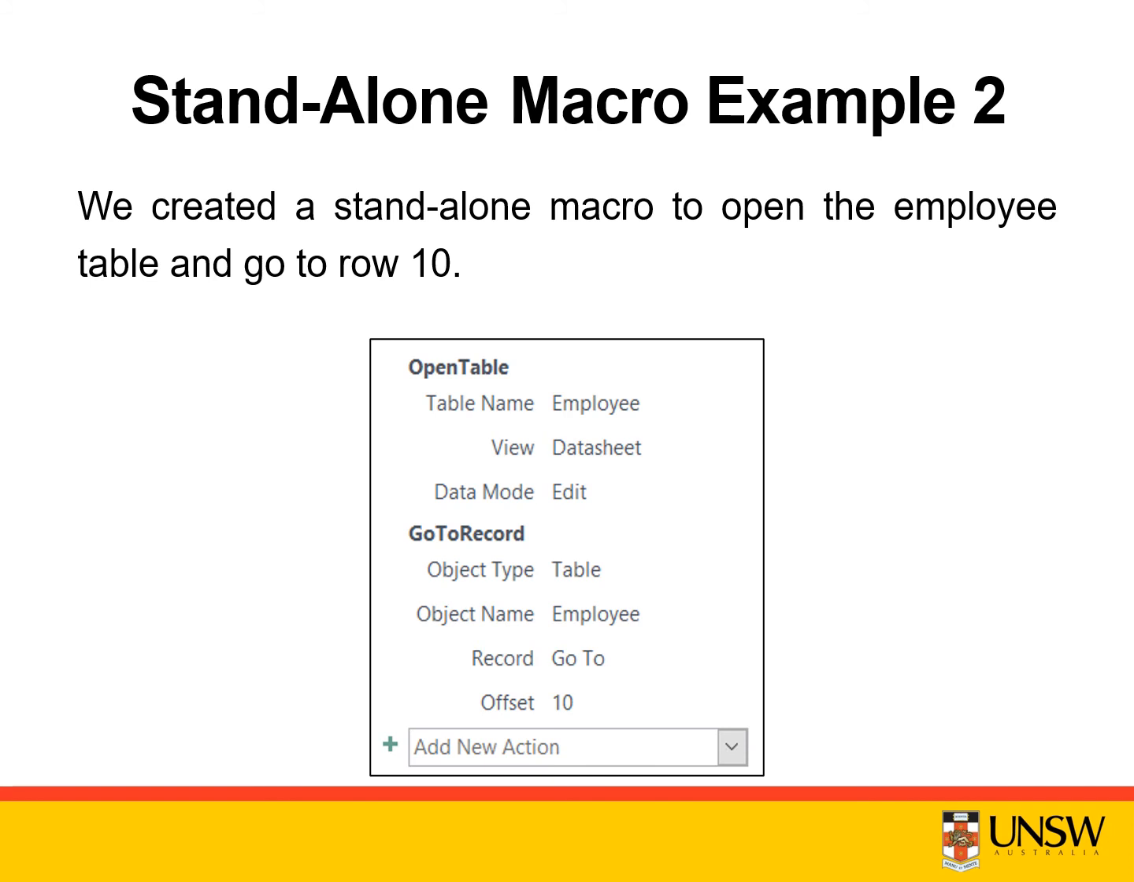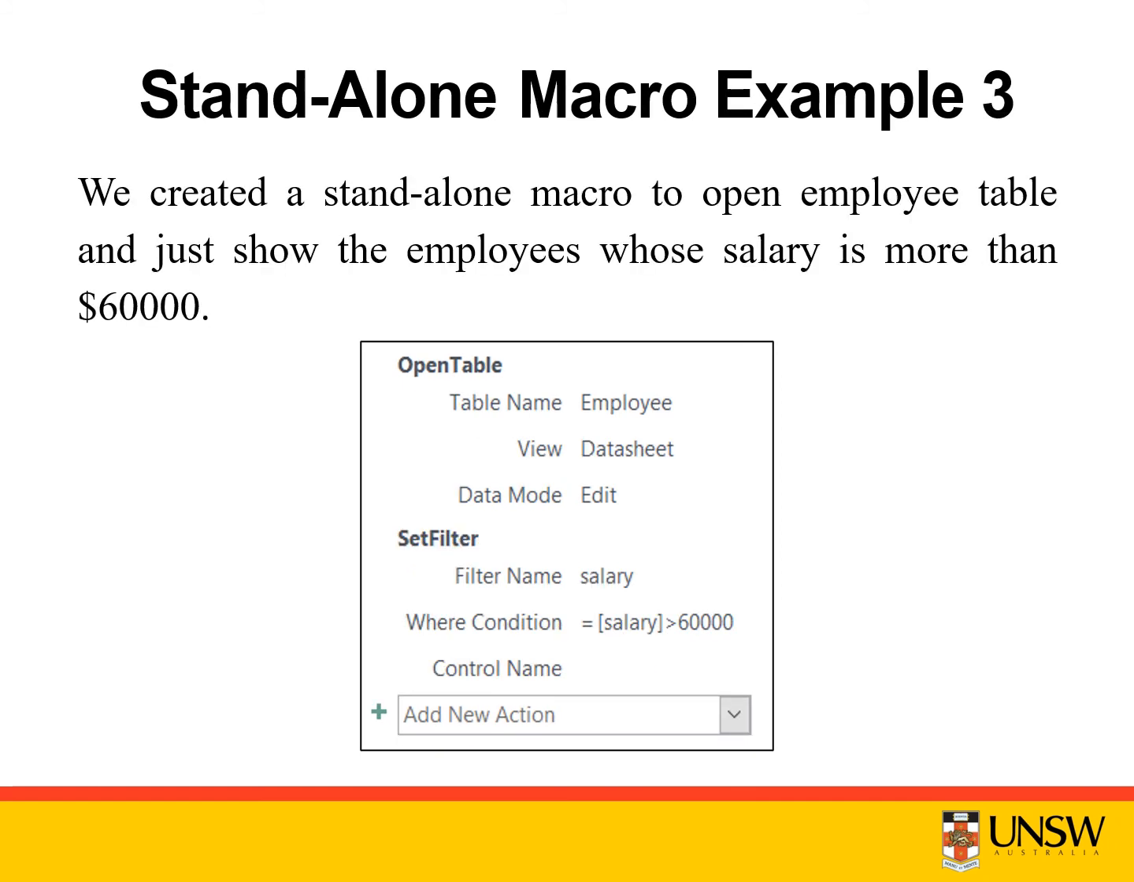Standalone macros can be used for different purposes. For example, here we created a standalone macro to open the employee table and go to row number 10 directly. Let's have another example. This standalone macro opens the employee table, then filters the records and just shows the employees whose salary is more than 60,000. Watch a standalone macro demo in the next slide.